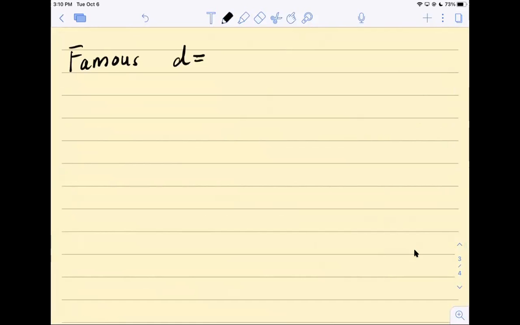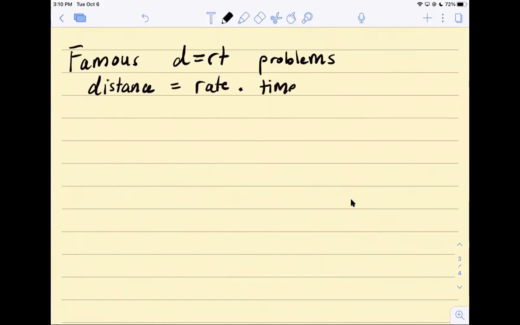Famous DIRT problems. So DIRT stands for distance. Some of you might have heard it. I actually learned it from students, I think at La Jolla High or Claremont High. I like the DIRT equation. It stands for distance equals rate times time. And it's a specific case of the work equals rate times time equation.